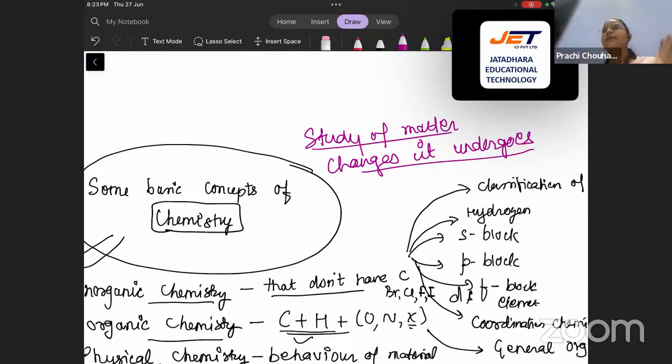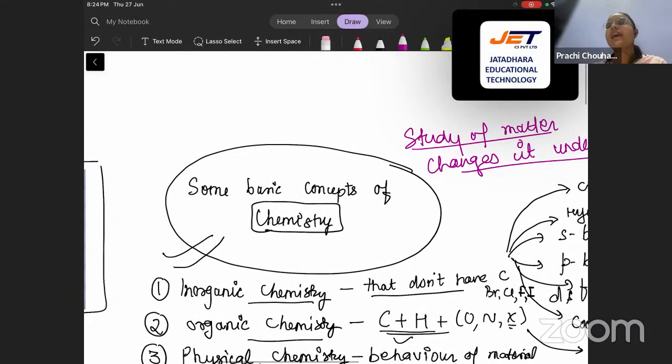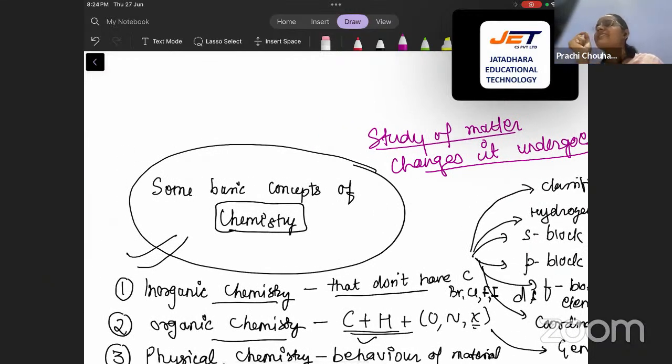So in the whole of chemistry, we will be focusing on what matter is, how it is changing, and what the different compounds around us are, so that you can relate these things with whatever is happening around you. After learning this subject, you will be able to relate it to whatever reactions you can see outside, right?